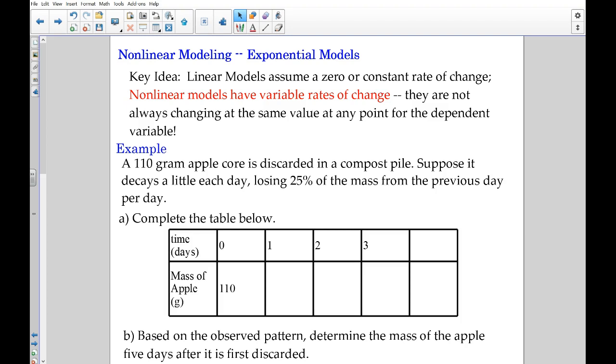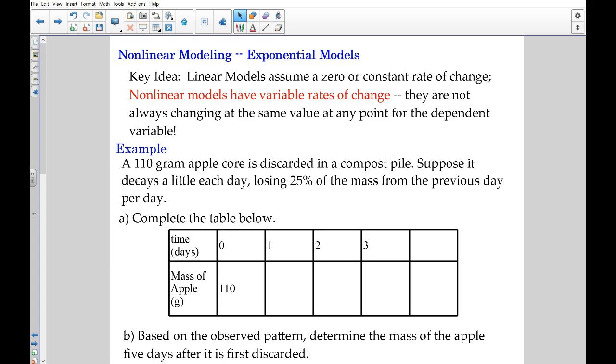This video is going to look at nonlinear models and take a particular emphasis on exponential models. Now, there are plenty of nonlinear models that exist, so please do not think that nonlinear models are only exponential models. They are the only type of model that will be focused on in this video.